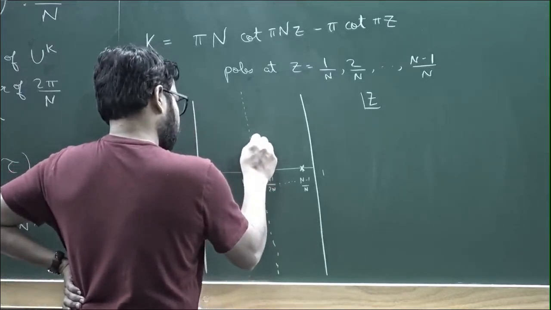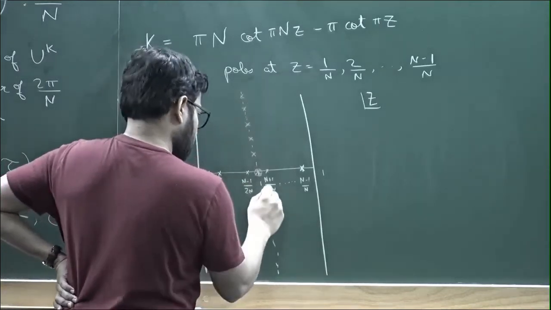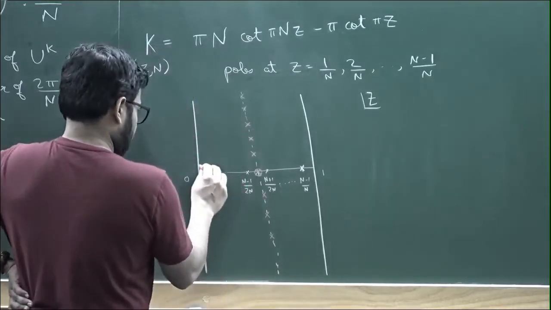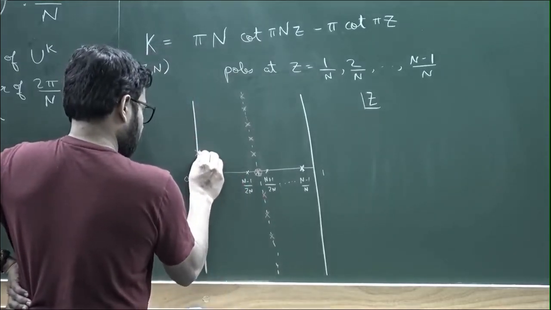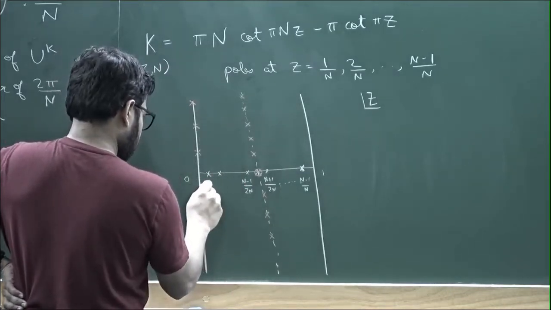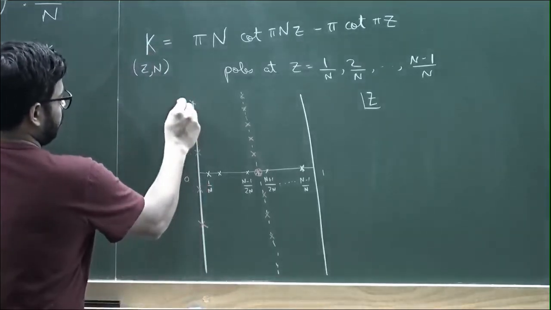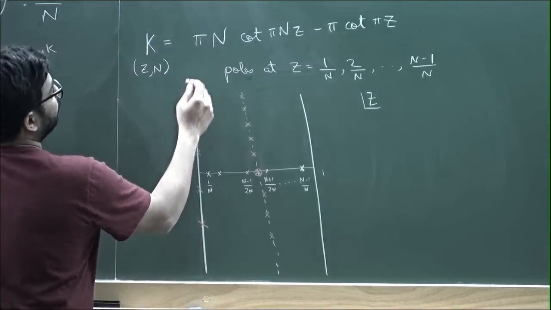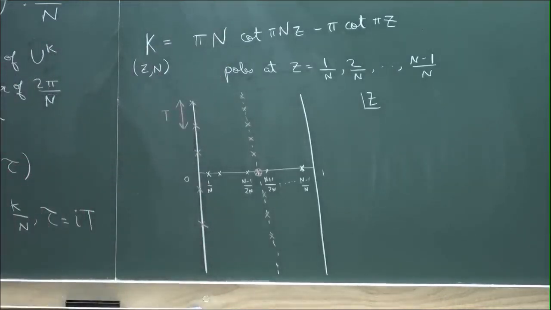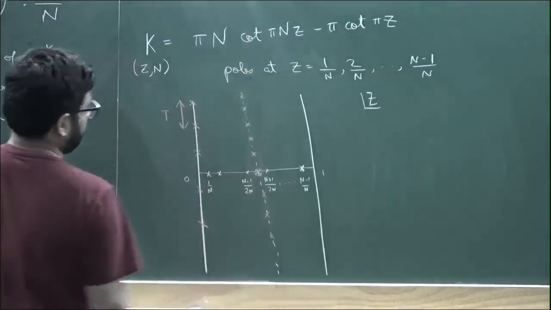Okay, so this is the structure of the poles, where the separation between the poles is set by this modular parameter t. Okay, so this sum is a sum over these red crosses, these points.